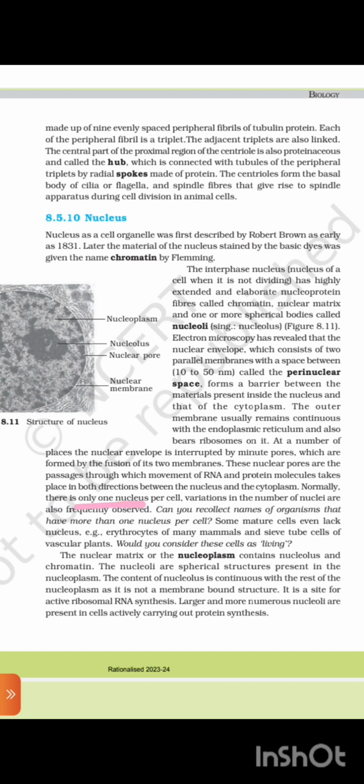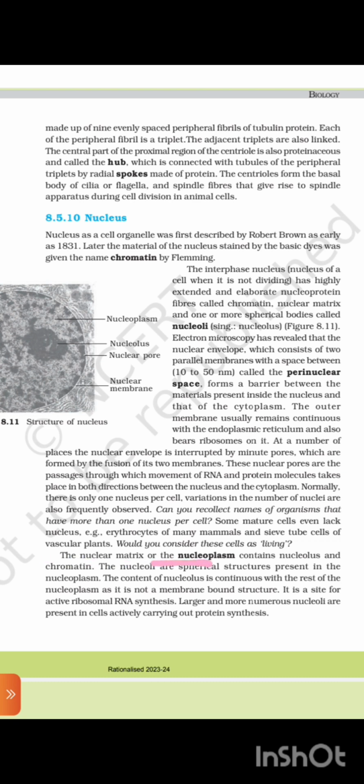Normally, there is only one nucleus per cell. Variation in the number of nuclei is also frequently observed. Can you recollect names of organisms that have more than one nucleus per cell? Some mature cells even lack a nucleus. Example: erythrocytes of many mammals and sieve tube cells of vascular plants. Would you consider these cells as living?